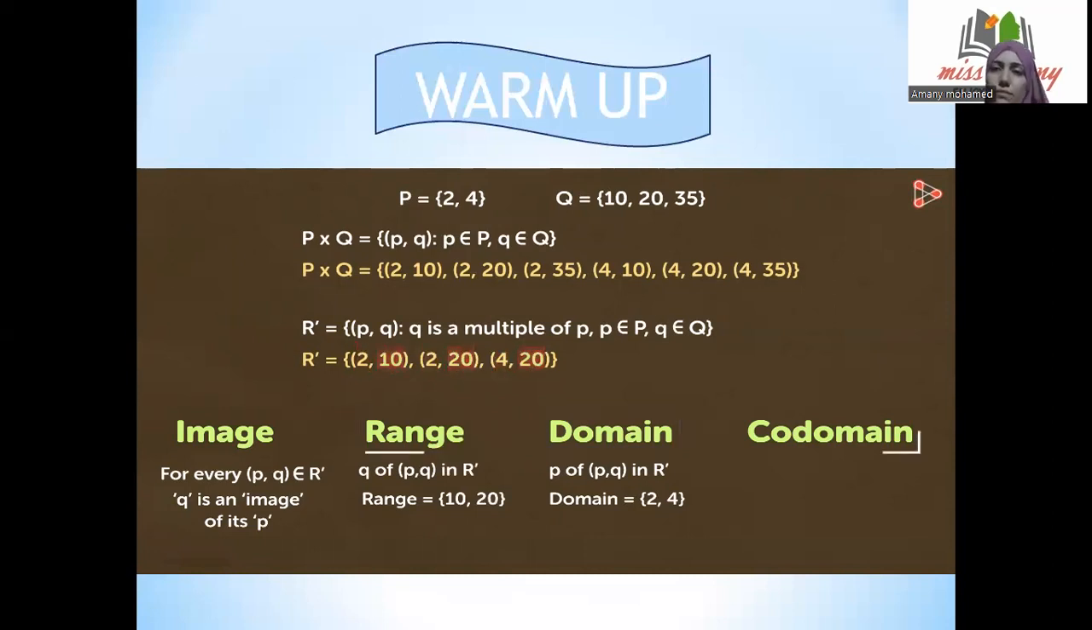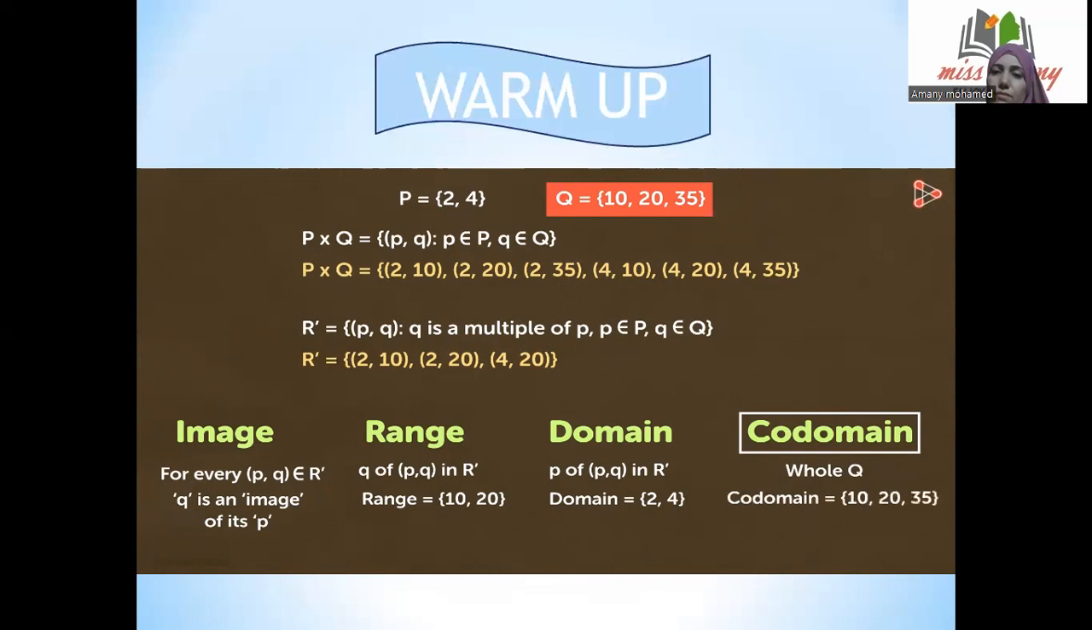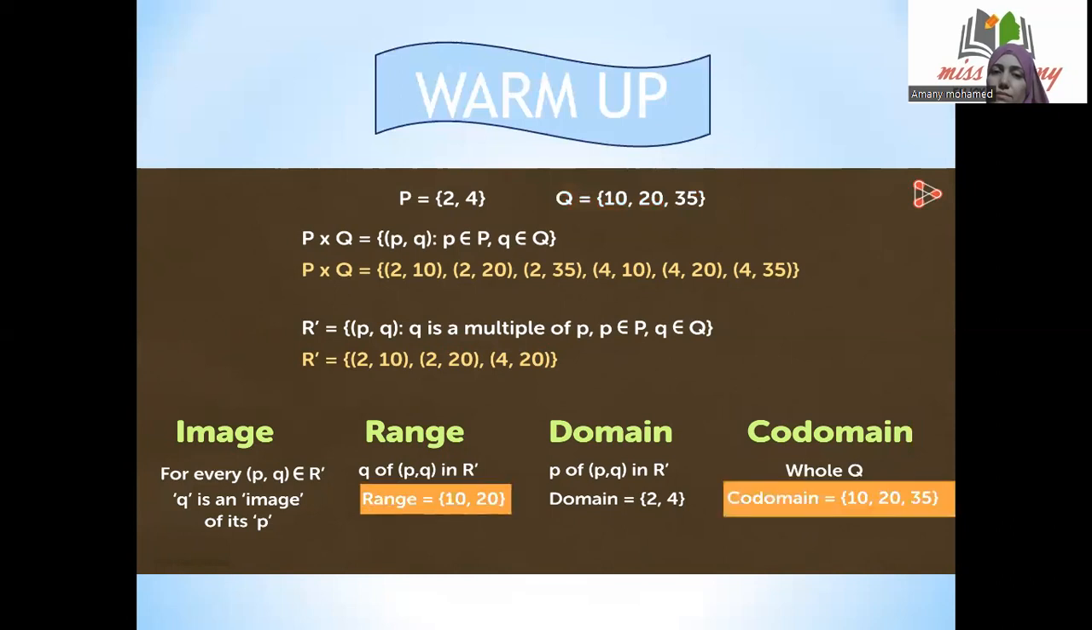What is the codomain here? The whole set Q is called the codomain of relation R. So the codomain here will contain the elements 10, 20, and 35. Easy, wasn't it? Now I want you to look at the range and the codomain and find a relation between them. What can we say? We could say that the range is a subset of the codomain.